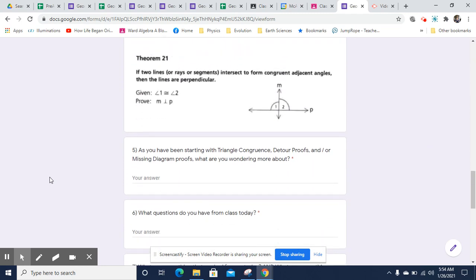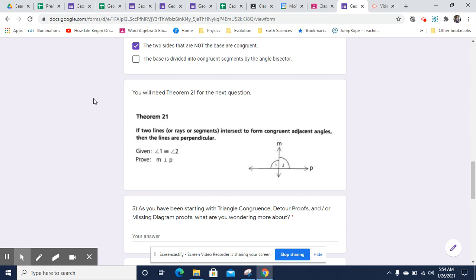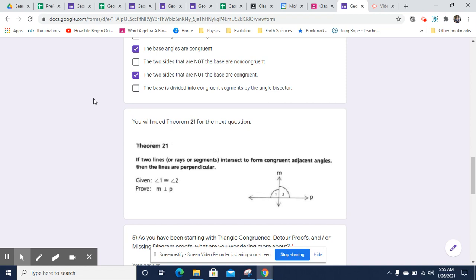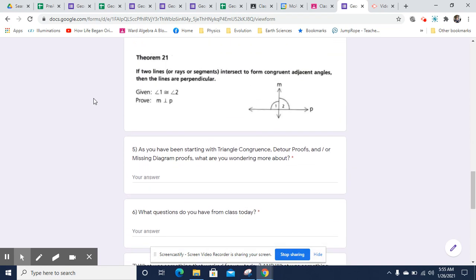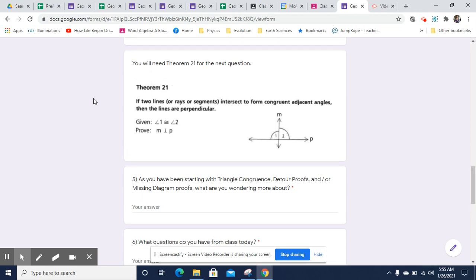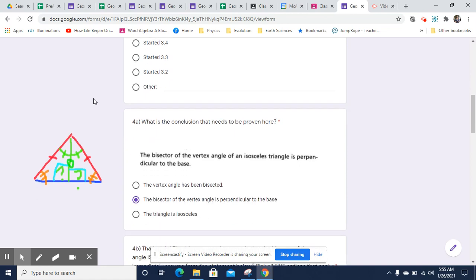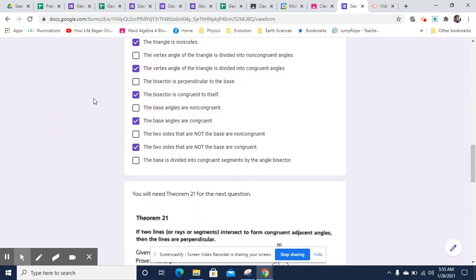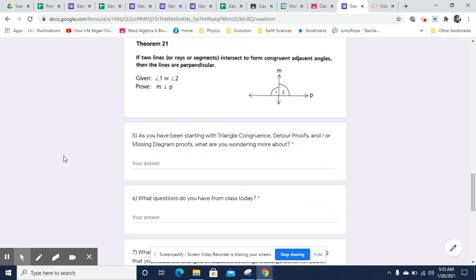So for this question, oh, that's interesting. I have a bit of a typo in here. So you'll need Theorem 21 for the next question, but I didn't put a next question in, so don't worry about that. I will remove that from this exit ticket. So that's really all you needed, was these questions. All right, I hope that was helpful, and it was helpful to me to find this error in what I put in here. I hope you had a good class.